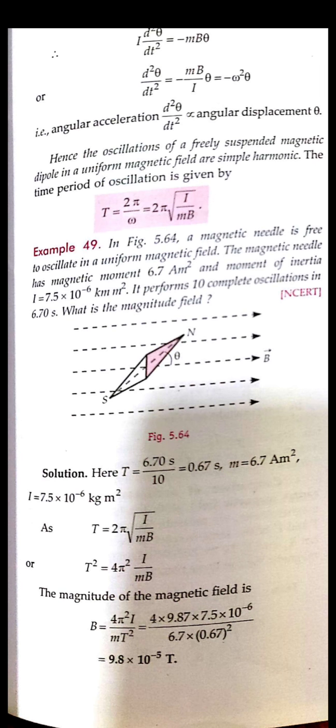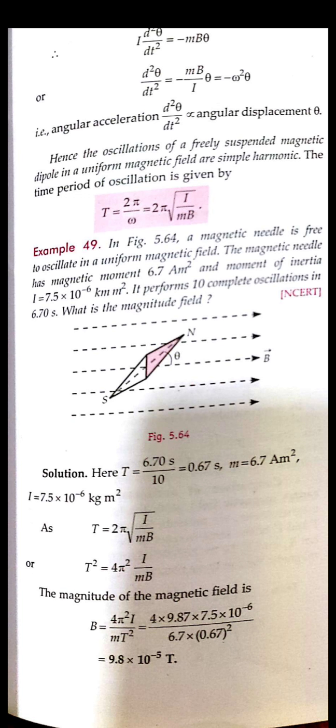So see the question here, that a magnetic needle is free to oscillate in a uniform magnetic field. The magnetic needle has a magnetic moment of 6.7 ampere meter square, and the moment of inertia is given already, that is I is given, and m is also given. It performs 10 complete oscillations in 6.70 seconds, that time is also given. And what is the magnitude? So we have to find the value of b.